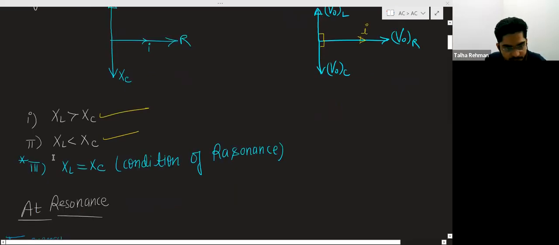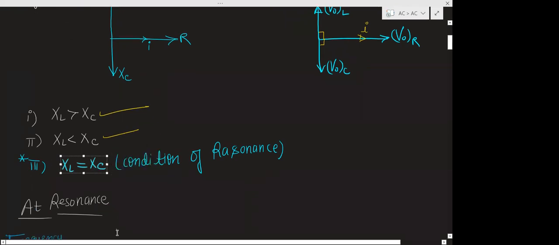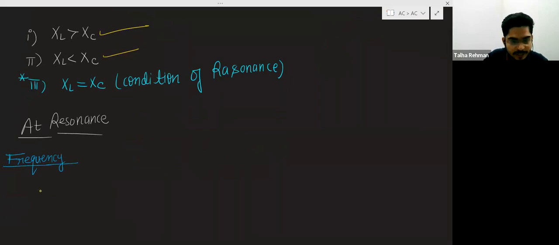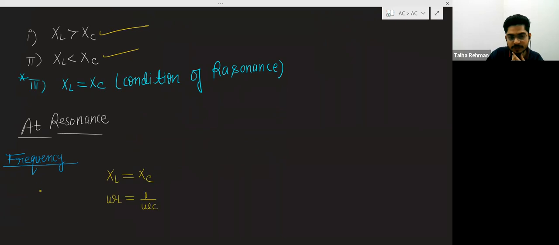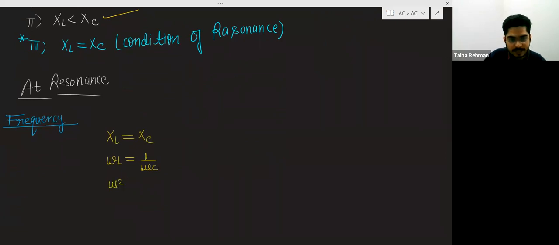So remember, this is the condition we will discuss: XL is equal to XC. At resonance, first we will find the frequency. Now see how we will find frequency. It is very easy to calculate. We know that at resonance XL is equal to XC. XL is equal to omega into L, and XC is equal to 1 upon omega into C. Now we can multiply these, and it will become omega square into LC is equal to 1.